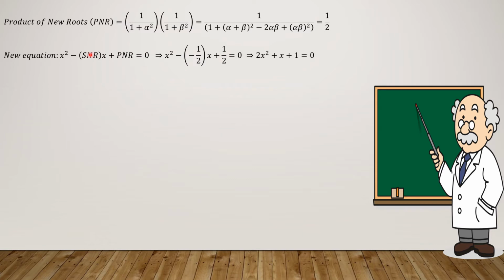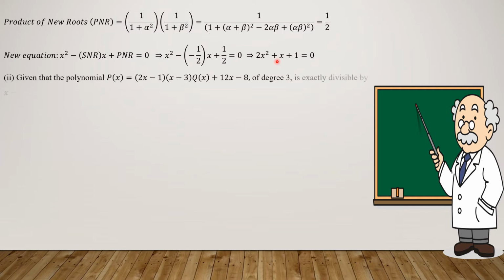Okay, generally any quadratic equation should be of the form x squared minus sum of roots x plus product of roots equals 0. So in this case, it is x squared minus sum of new roots x plus product of new roots equals 0. And we have x squared minus, this is our sum of new roots, x plus product of new roots equals 0, and multiplying all through by 2, we get this equation. So this is our new equation.